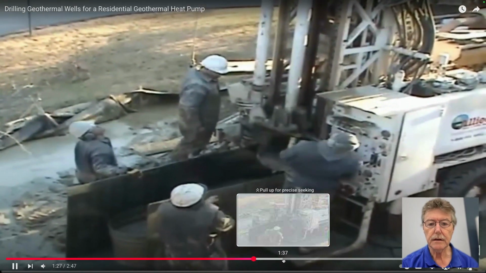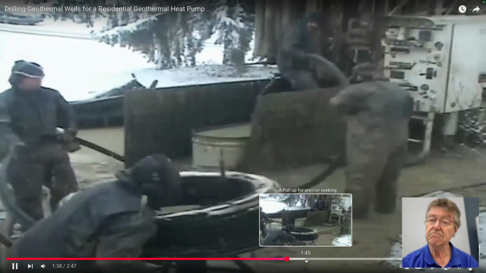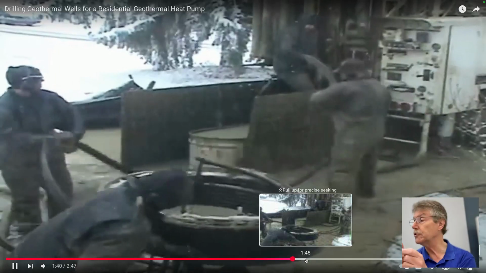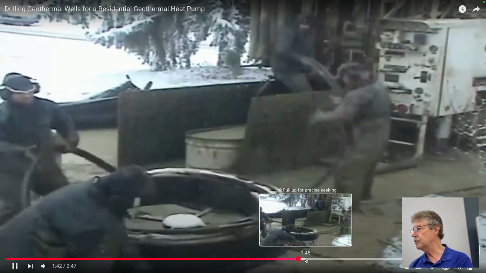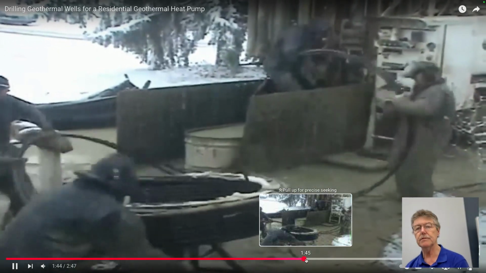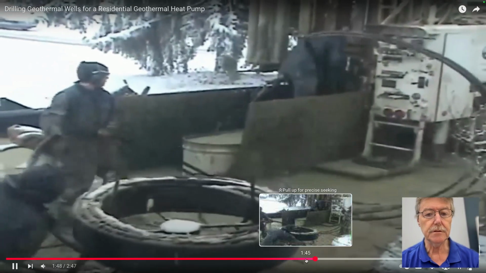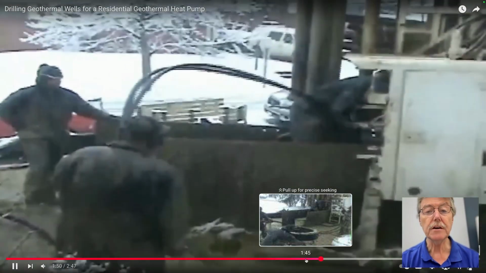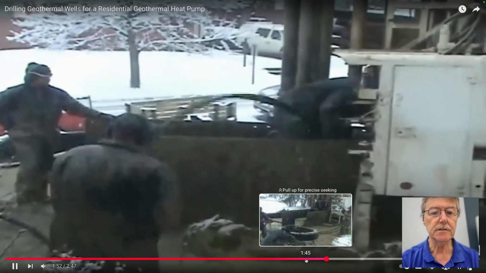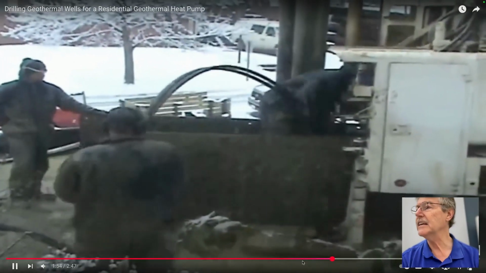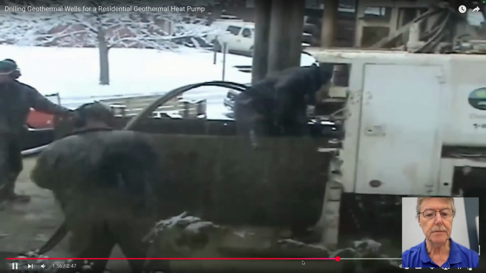So this is two pieces of tube, a down tube and an up tube, terminated at the bottom, so it returns circulation, and you use that to supply a working fluid to supply heat to a heat pump for heating in wintertime and cooling in summertime.